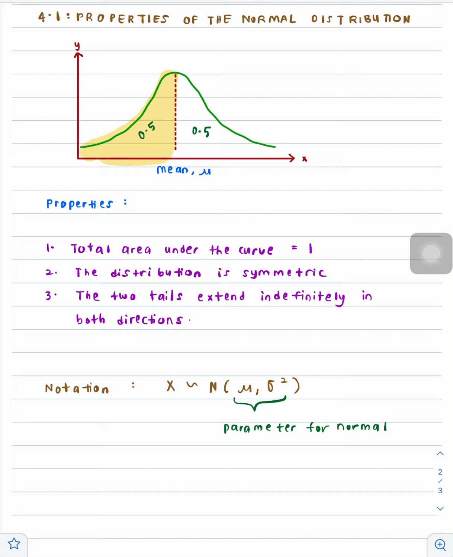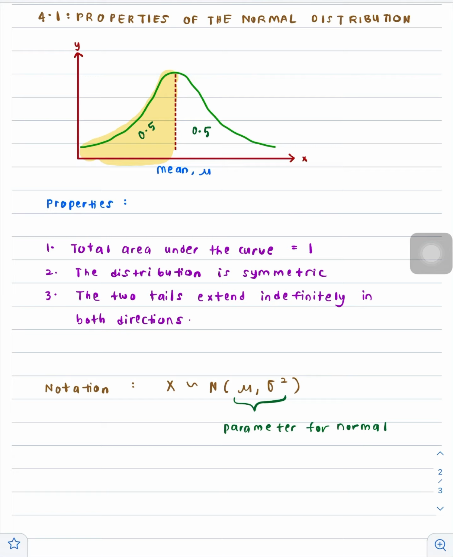And then the notation: x, which is the random variable x, follows normal distribution. The capital N is referring to the normal distribution. And then inside the bracket here, we call it the parameter. So the parameters for normal are the mean value and also the variance value, which is sigma square. Okay, so the two numbers inside the bracket for normal are the mean and also the variance, which are the parameters for the normal distribution.